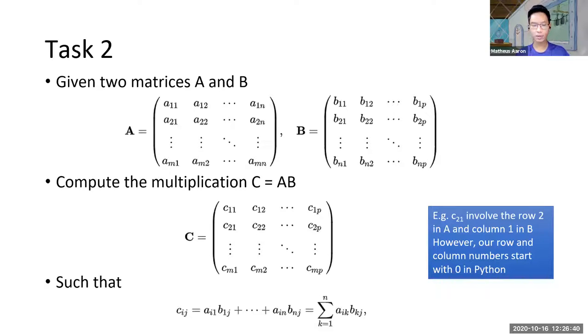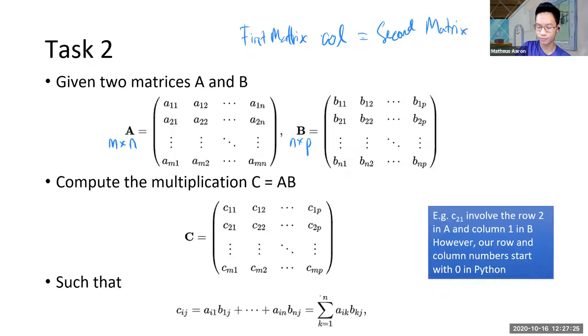Matrix multiplication has a prerequisite before we can actually multiply. Not all two matrices can be multiplied. If you pay attention here, matrix A is an M times N matrix. Matrix B is an N times P matrix. So the requirement is that the first matrix must have the same number of columns as the second matrix's rows. You see these two are N. And the product is an M times P matrix.